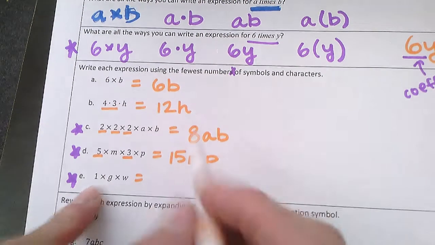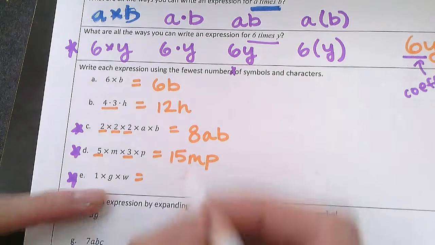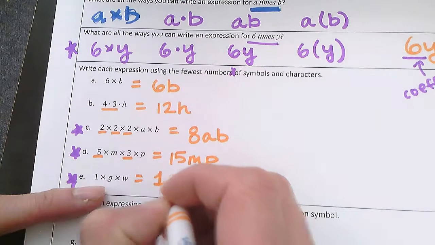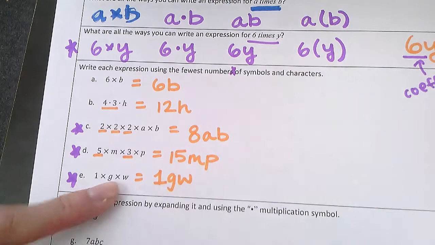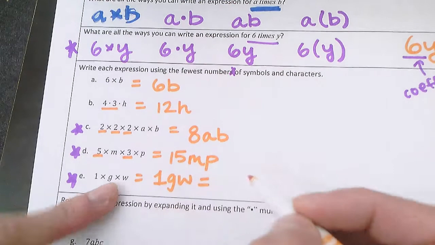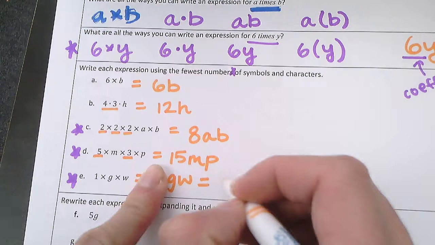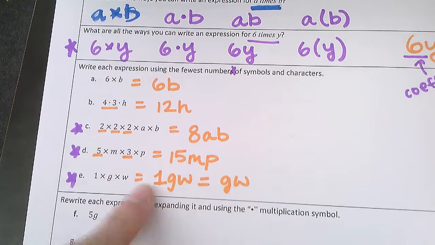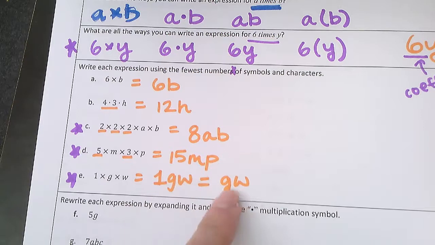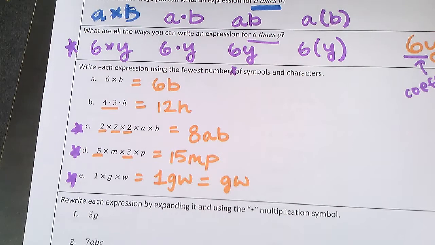This last one, we have 1 times g times w. Now you might think to write, okay, well that means we have 1 g w. That's 1 times g times w. Anytime you're working with variables and it's times 1, you can actually just get rid of the 1 and just write this as g w. Because that's the same thing as 1 times g times w, which is just g times w. That one was a little tricky, so if you got that one right, you get a mushroom.